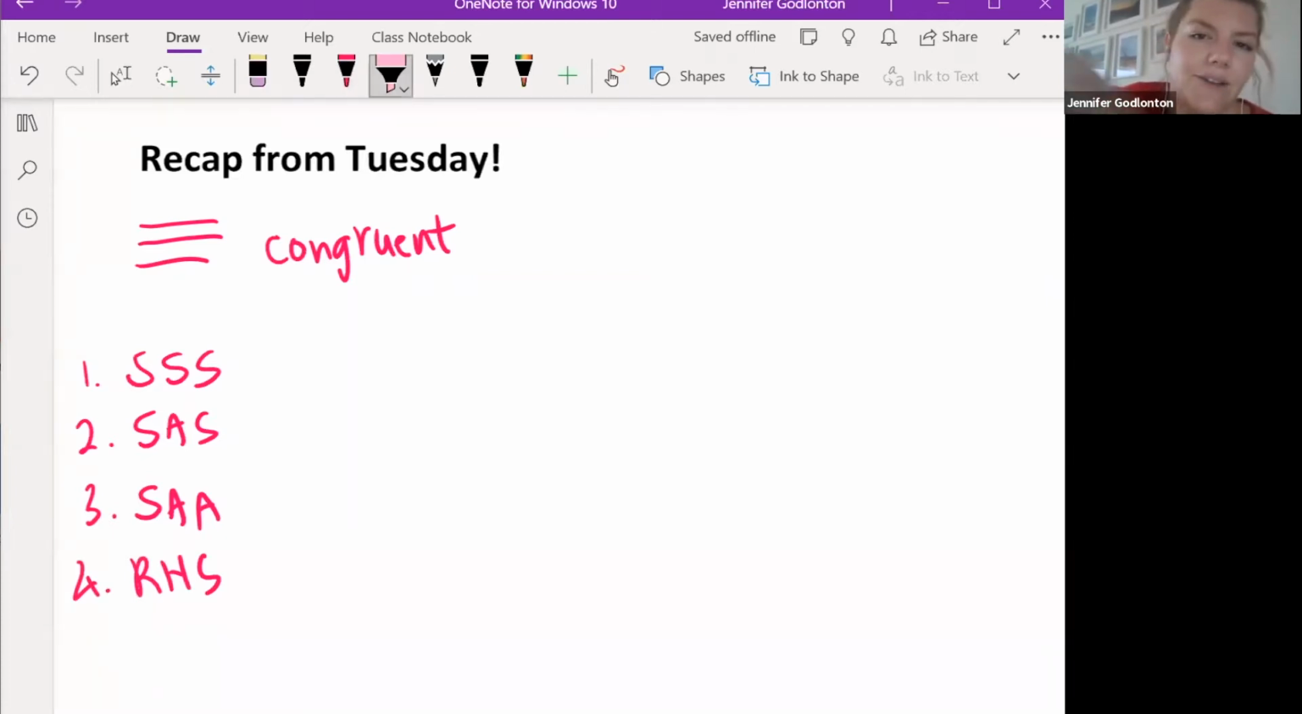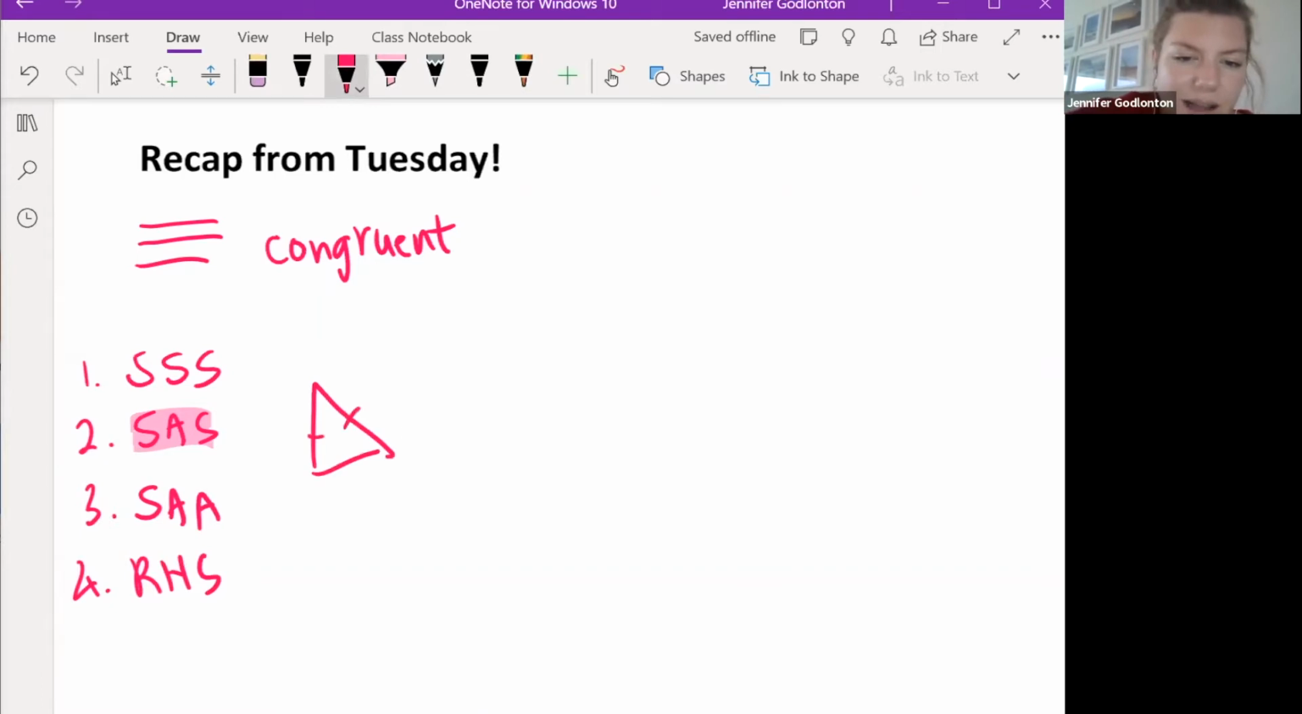Can you tell me why I want to write this one as SAS and not in a different way? Because you want to show that the angle's in between the 2 sides. Good, good. The angle needs to be between, let me just draw it as a picture. I think that'll just be easier. The angle has to be between the 2 sides. Good. Yes, guys, smashing this.